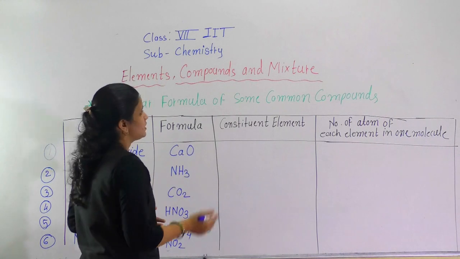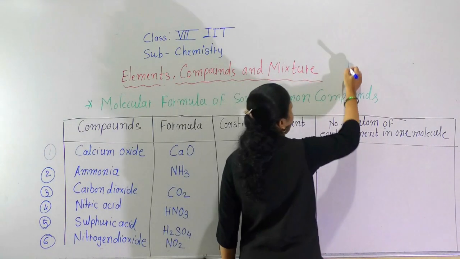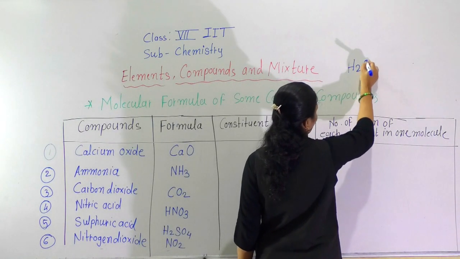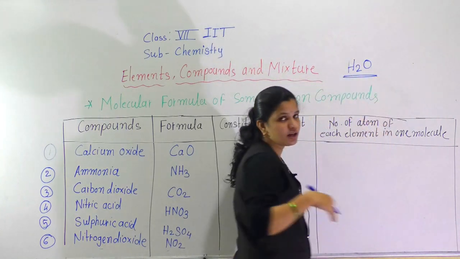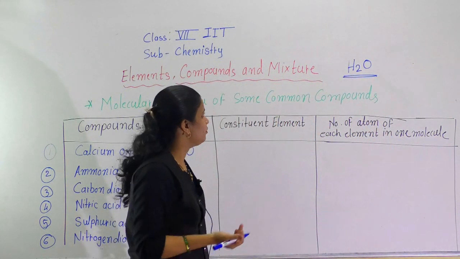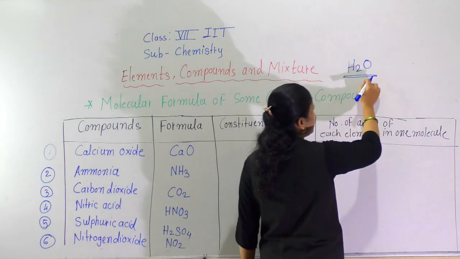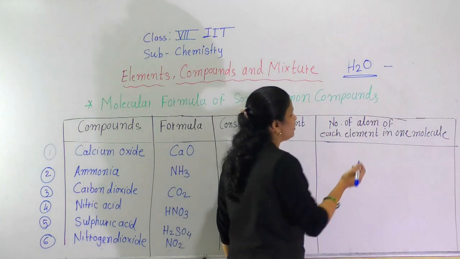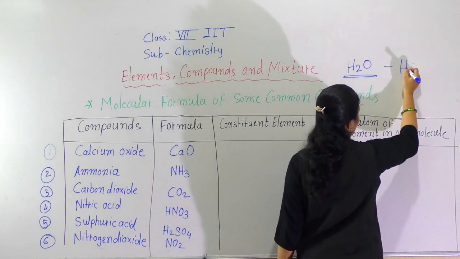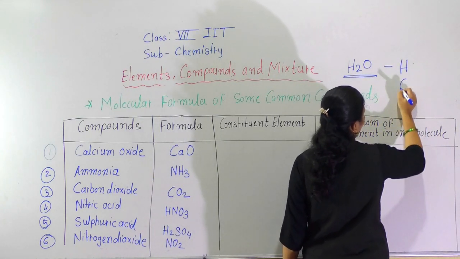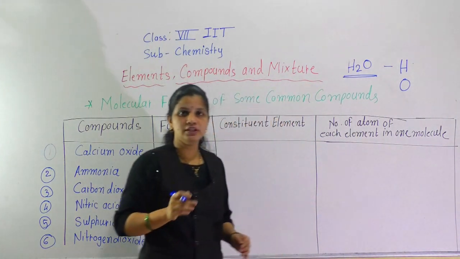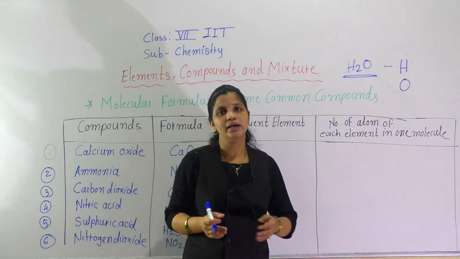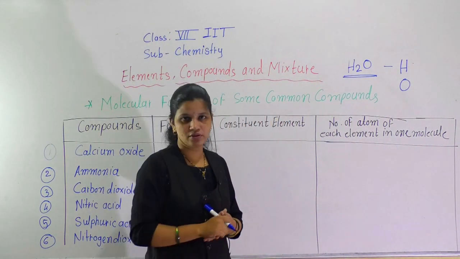So, we have discussed before that H2O is one compound. Why is it a compound? Because it is a combination of two elements. Which are these two elements? Hydrogen and oxygen. So, these we have learned before, and some properties of compounds also.